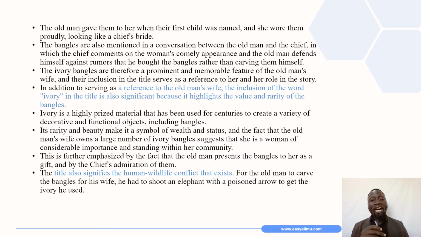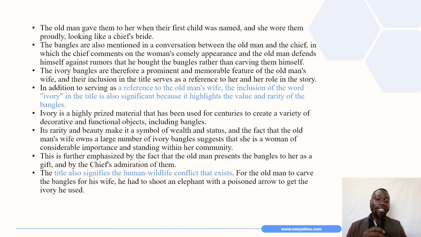The bangles are also mentioned in a conversation between the old man and the chief, in which the chief comments on the woman's comely appearance, and the old man defends himself against rumors that he bought the bangles rather than carving them himself. So another thing is that the ivory bangles are a prominent and memorable feature of the old man's wife, and their inclusion in the title serves as a reference to her and her role in the story, hence the title Ivory Bangles.